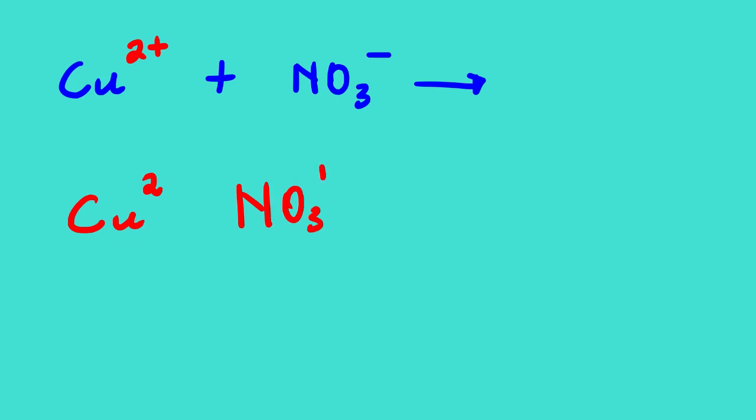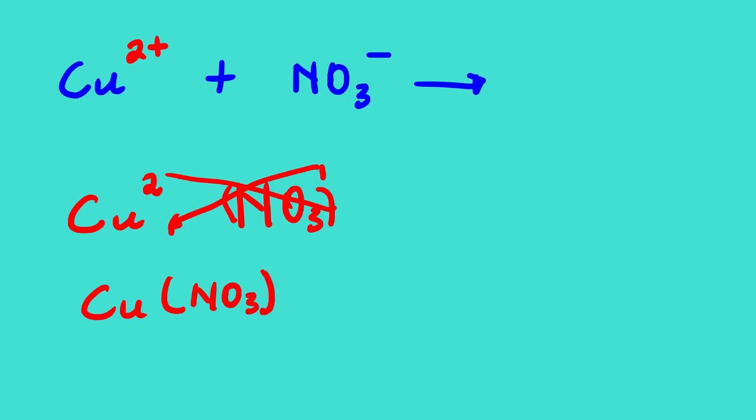When we cross multiply, you should understand that we consider this as 1 unit. So this 1 will come here, then this 2 will come here. Then it will be Cu, we open bracket, NO3, we close the bracket. So now you know how we actually form these compounds where you see these brackets.